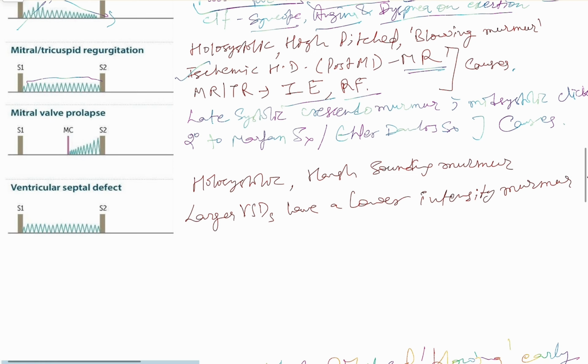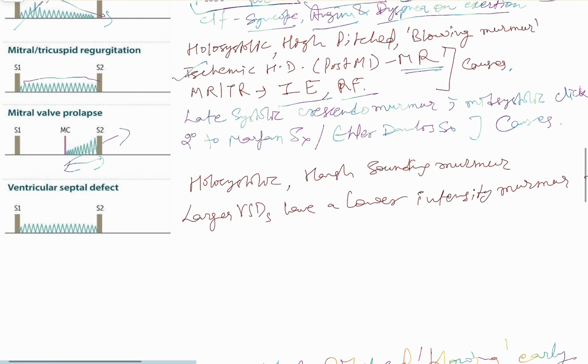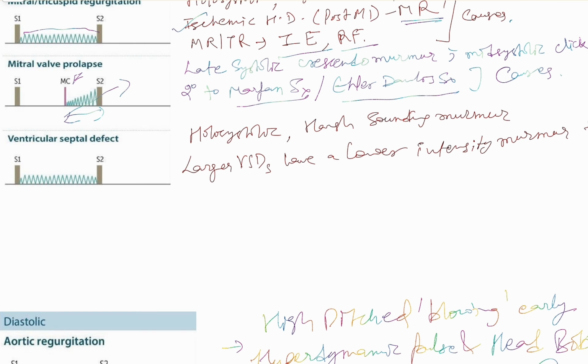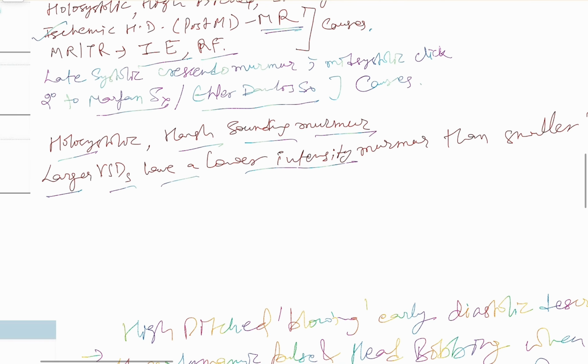Now, let's talk about the mitral valve prolapse murmur. It could present as a late systolic crescendo murmur with a mid-systolic click. The cause of it would be secondary to Marfan syndrome or Ehlers-Danlos syndrome. Let's see the ventricular septal defect murmur. This one is again a holosystolic murmur, and it is a harsh-sounding murmur. When we talk about VSD, the larger VSDs have a lower intensity murmur than the smaller VSDs.